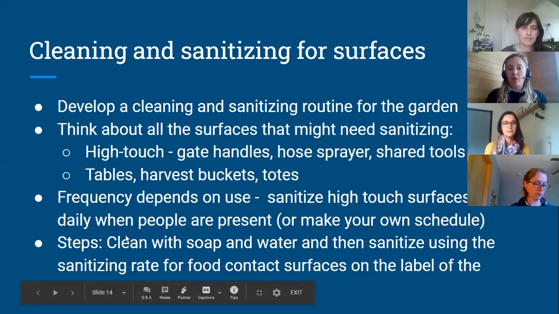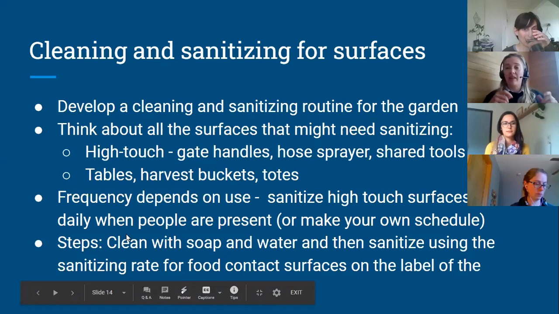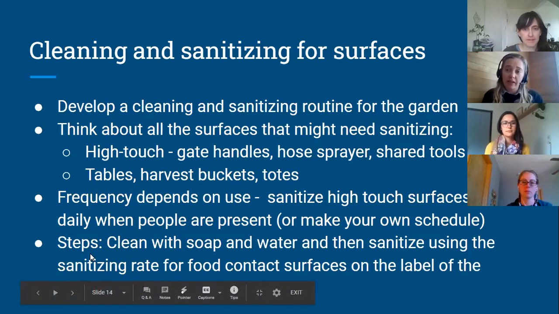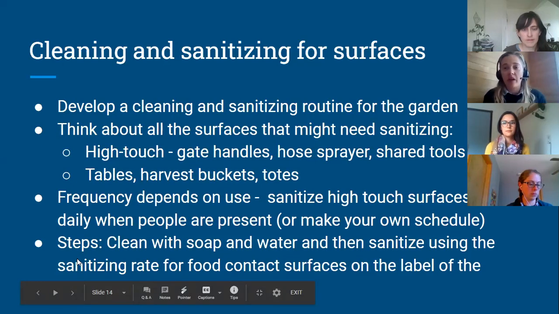So focus on those high touch surfaces, but also the food contact surfaces, the tables that you might be sorting things on, your buckets and totes. If they're visibly dirty, they should be washed first, scrubbed with some detergent and water, sprayed down, and then spritzed with your sanitizer. If they're not visibly dirty, like a gate handle, I wouldn't say that you need to necessarily scrub it with soap and water first, because it's probably clean. Occasionally, it wouldn't be a bad idea to wash it down, but spraying it with sanitizer during the day while people are there is probably sufficient.